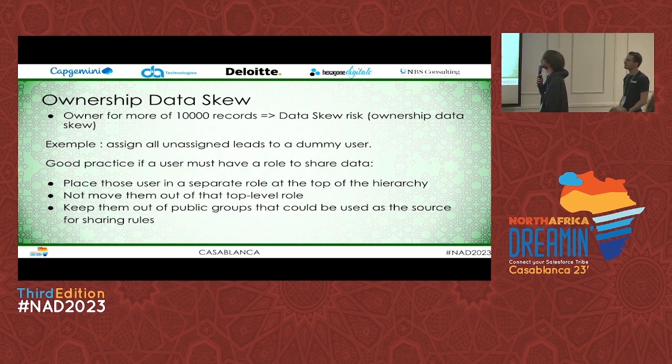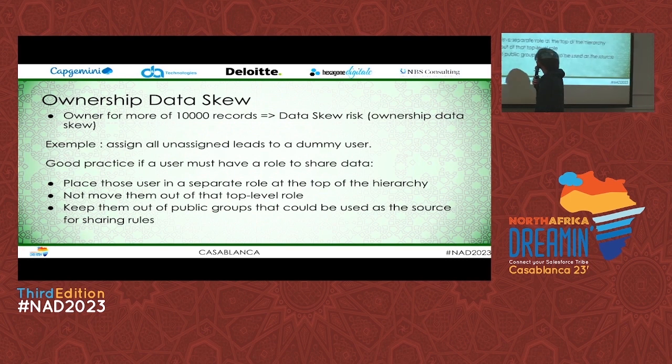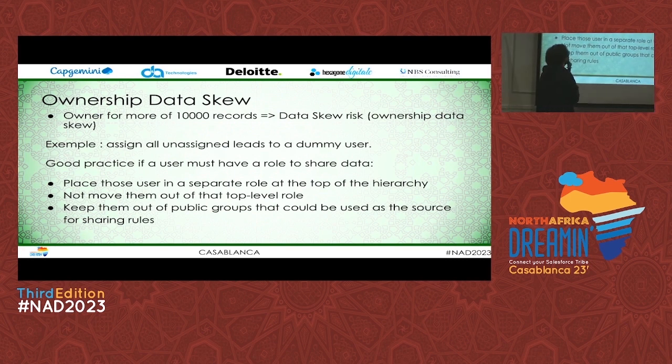So the main example is if you have a lead associated to a dummy user, and you need to make some calculation about the role of this user, it will take a lot of time. So a good practice in this use case is to place the user in a separate role at the top of your role hierarchy. Do not move it, and keep it out of any group or any sharing rule that will make some recalculation.